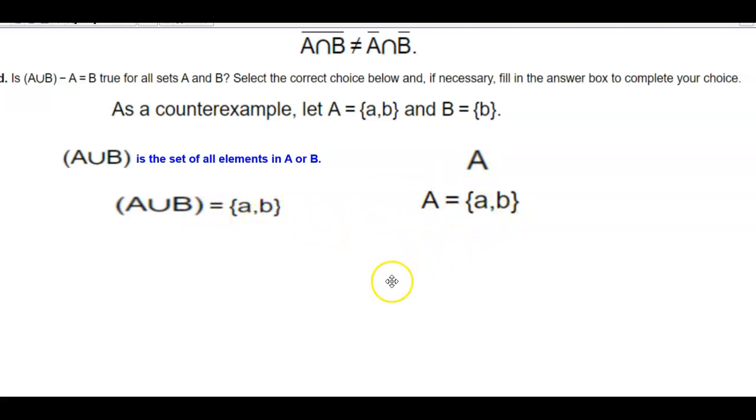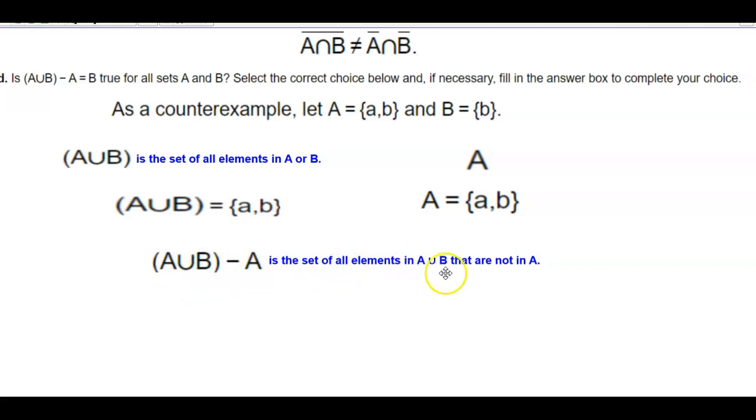So what is the set difference? Well, now the set difference of A union B to A is the set of all elements that are in A union B that are not in A. Well, we don't have anything that's not in that set. So therefore, that's going to be the empty set.